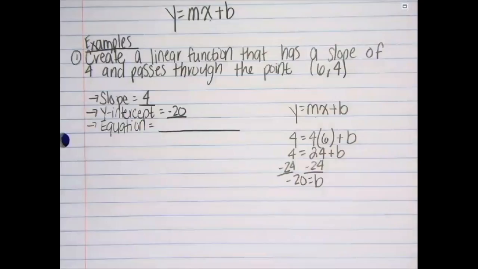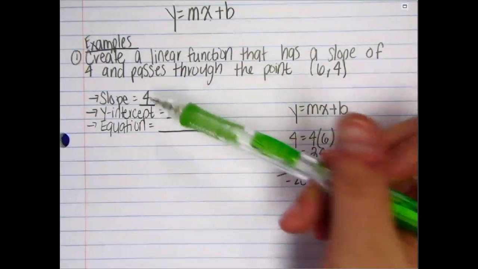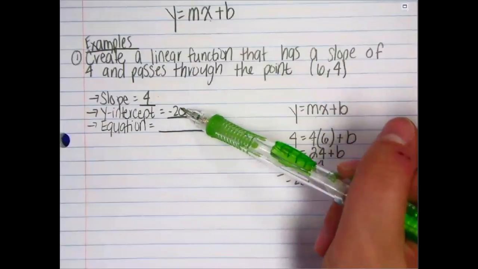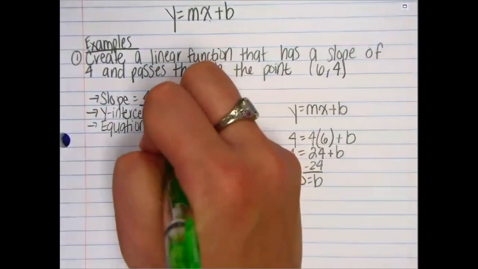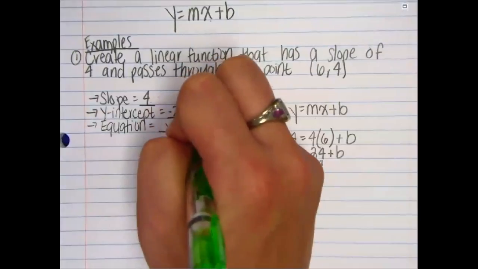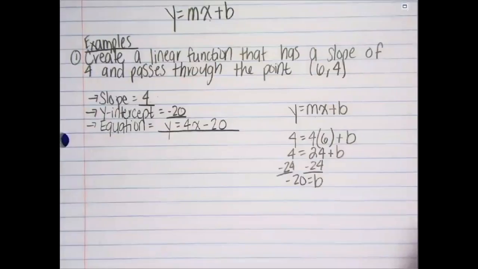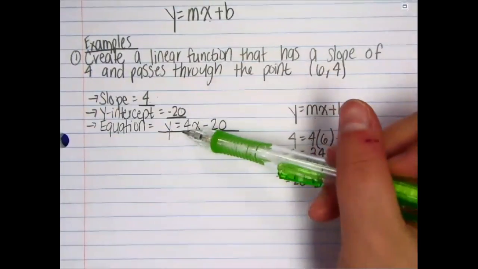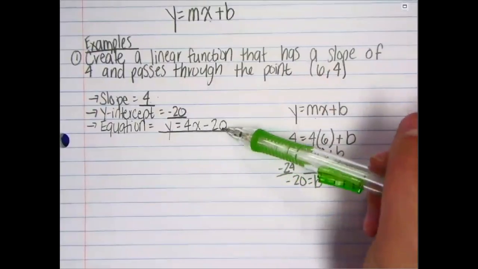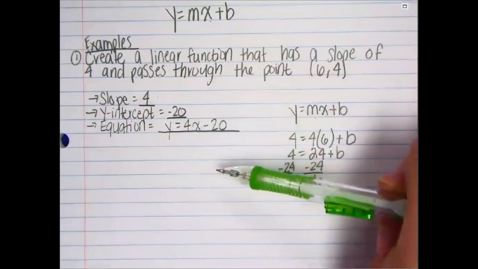So how would I create the equation for that? What would your equation look like? Because now you have your slope and your y-intercept. 4x minus 20. Our y-intercept is negative 20. Y equals 4x minus 20. We have our slope of 4 and our y-intercept of negative 20.